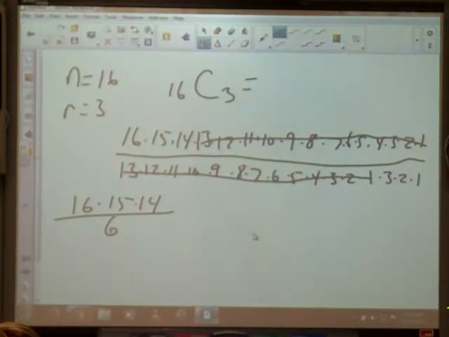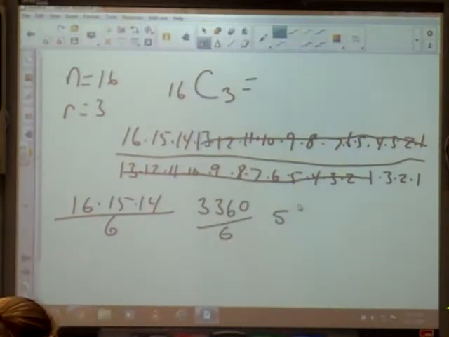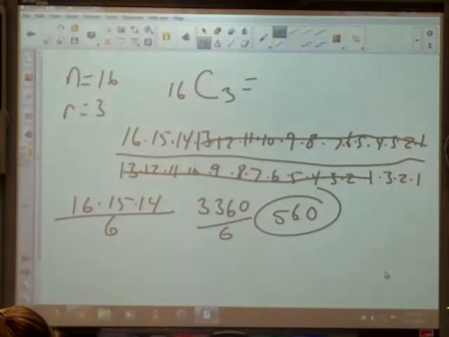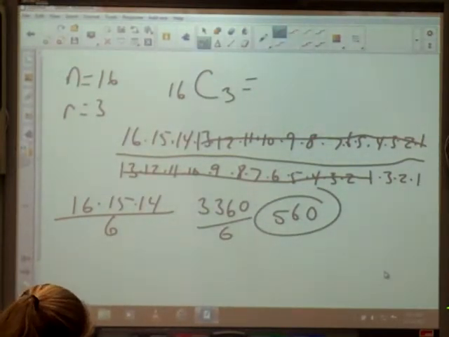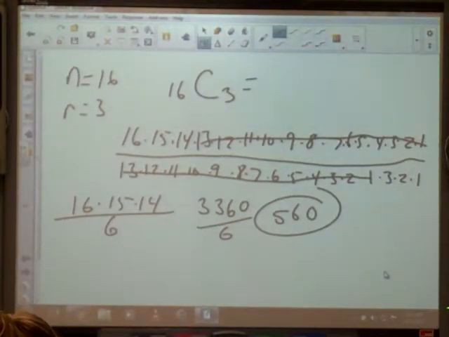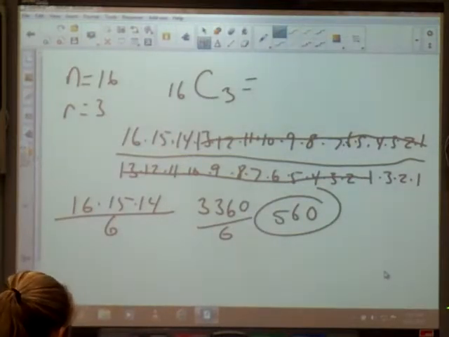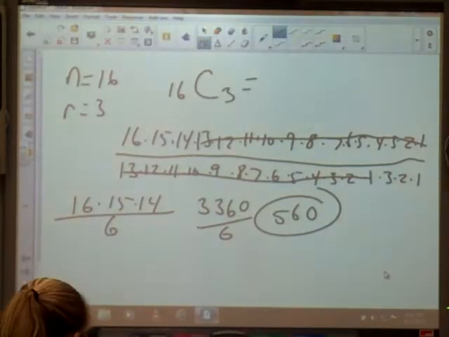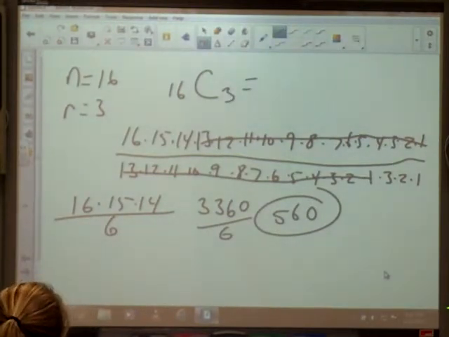I know that one's 6. I don't know what 16 times 15 times 14 is. I got 3,000. 3,300 and what? 60 divided by 6, 560. So on all of them that we've done so far, I was able to do in my head. That one, not so much with the 16s. I could have written out my column multiplication like you did in the 5th grade and did 16 times 15. I could have done that, but I didn't feel like it.